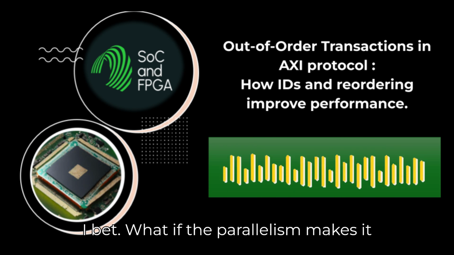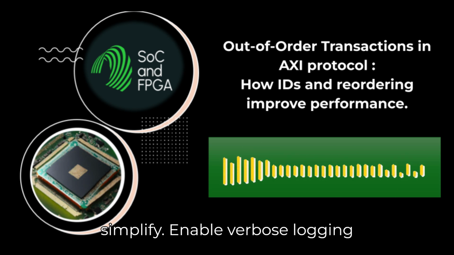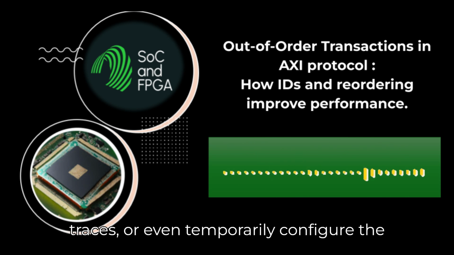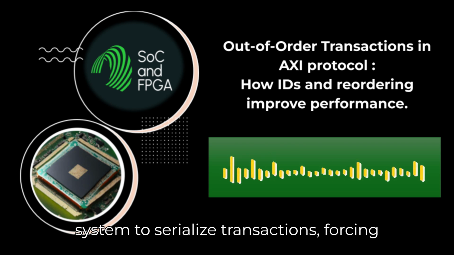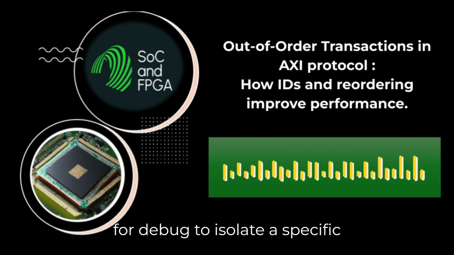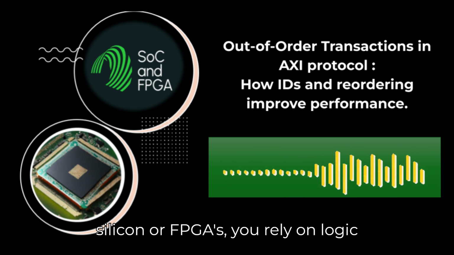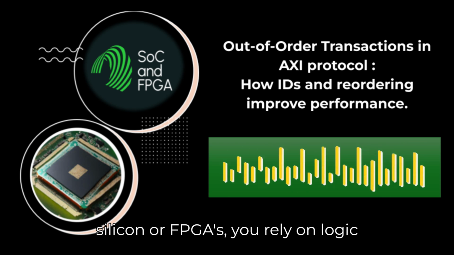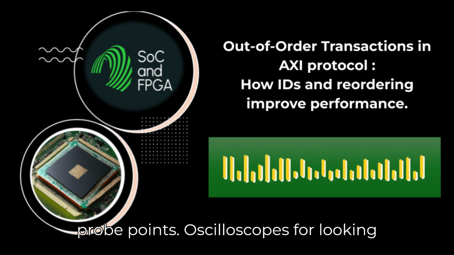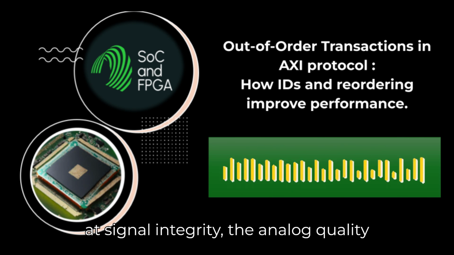I bet. What if the parallelism makes it too hard to follow? Sometimes you need to simplify. Enable verbose logging in your UVM environment to get text traces, or even temporarily configure the system to serialize transactions, forcing things into a more predictable order just for debug, to isolate a specific interaction. And for debugging on actual silicon or FPGAs. You rely on logic analyzers to capture the actual digital signals on the chip's pins or internal probe points. Oscilloscopes for looking at signal integrity, the analog quality of the signals.